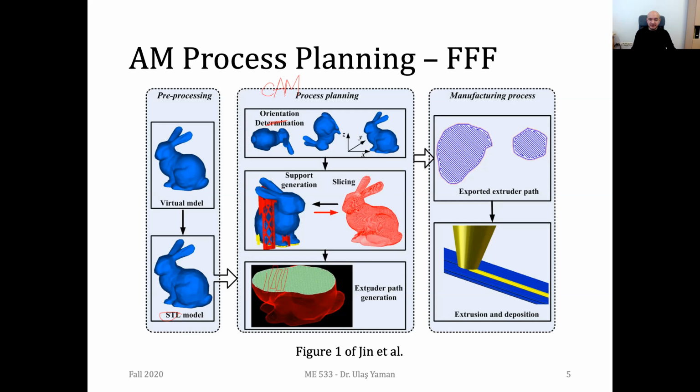And then after you have the paths generated, you later generate a job file. And most of these desktop printers use G-code files. And after you have the G-code file, you can transfer it to your printer over Wi-Fi, over Ethernet, or USB, and then start the manufacturing process on your printer.